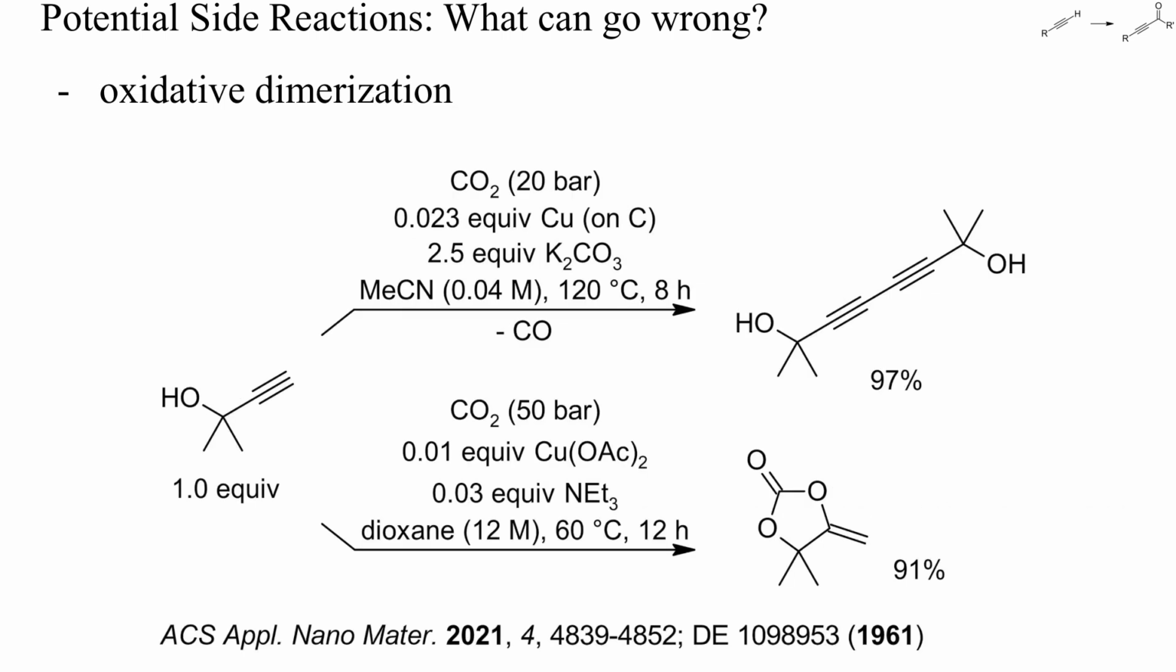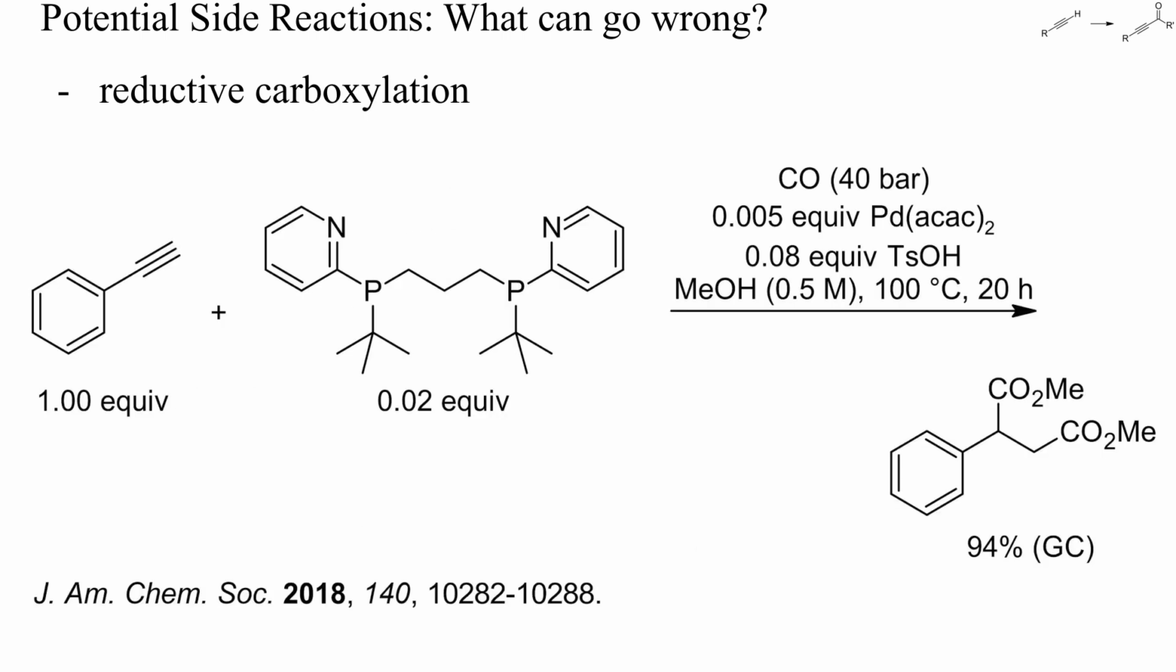When trying to carboxylate terminal alkynes with carbon dioxide, oxidative dimerization may occur, as in the first reaction shown here. Still much stronger oxidants than carbon dioxide are phosgene and trifluoroacetic anhydride. Propiolic alcohols can also form cyclic carbonates when treated with carbon dioxide, like in the second example. Under forcing conditions, palladium-catalyzed carbonylations of terminal alkynes can yield succinates, as in this example.